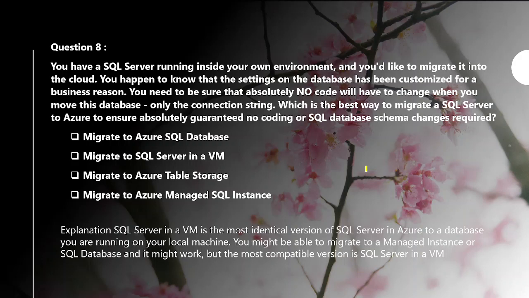Only the connection string. Which is the best way to migrate a SQL server to Azure to ensure absolutely guaranteed no coding or SQL database schema change required? So we know that if we are moving a database on premises from one location to another location, we generally take the backup and restore there, and there is no other code change required. Only the connection string needs to change, right? Similarly, in Azure also we have VM. So our answer is migrate to SQL Server in a VM.